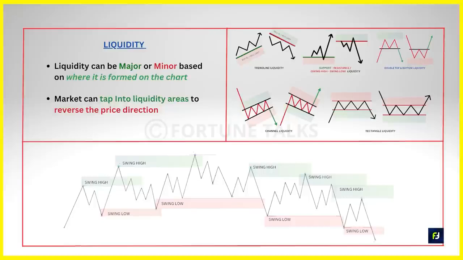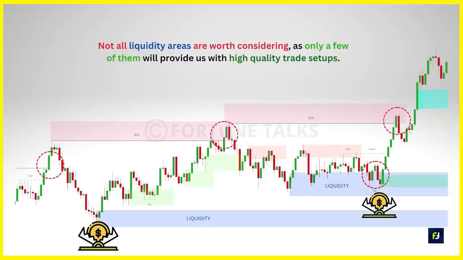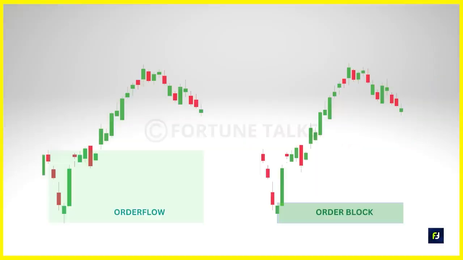In the charts, a lot of such liquidity areas are generated, and it is obvious that not all of them are worth considering, and only a few of them will provide us with high quality trade setups. So how are we going to capitalize on our knowledge in order to make highly probable and profitable trades while reducing the risk of overtrading or simply getting into trades at all these liquidity areas? This is where order flow and order blocks come into the picture.